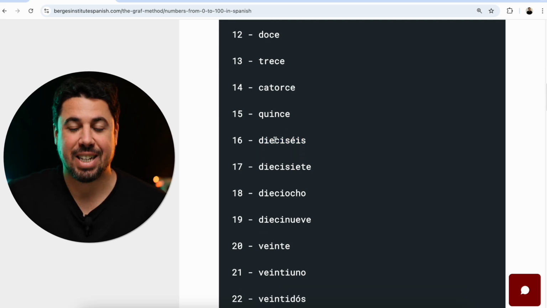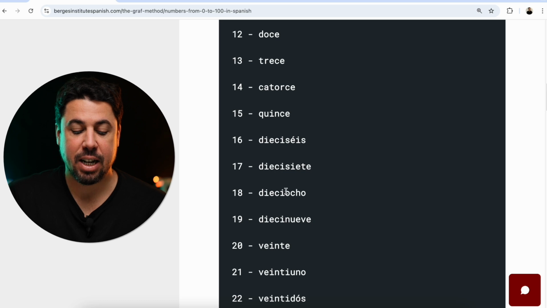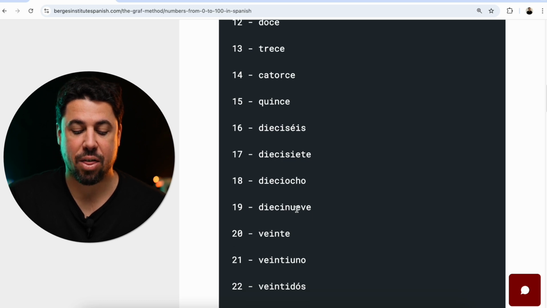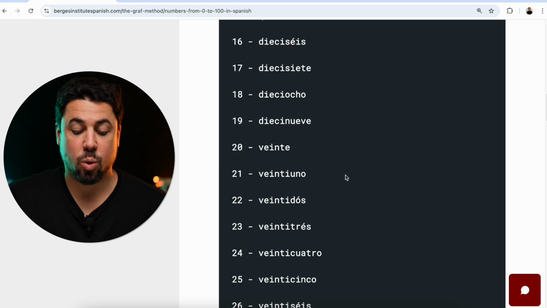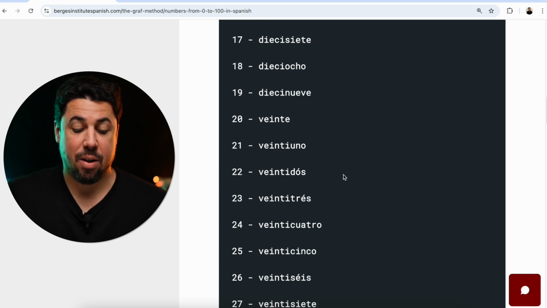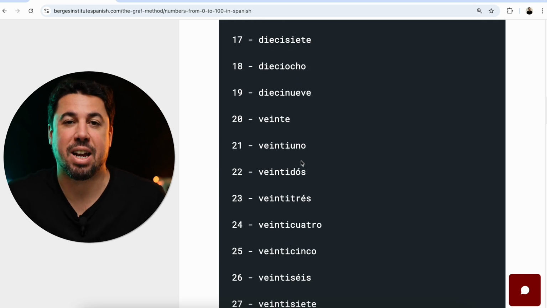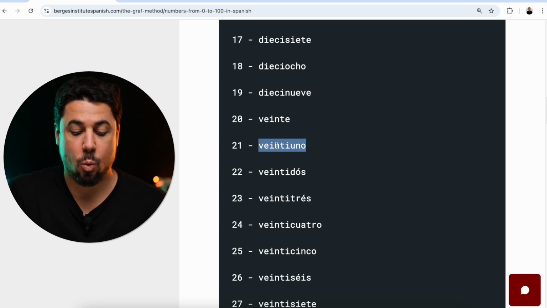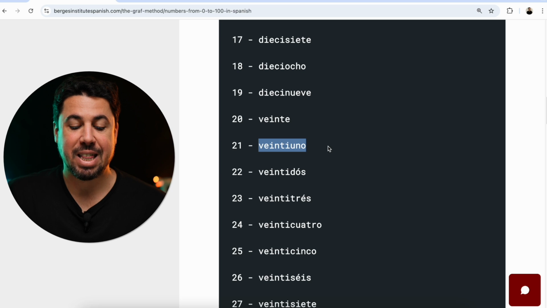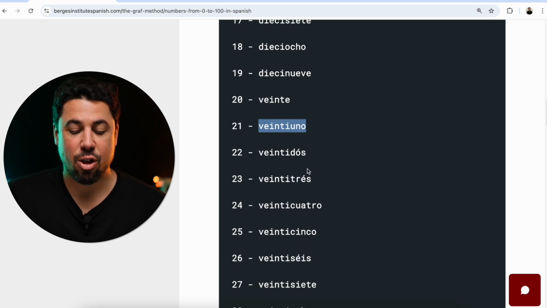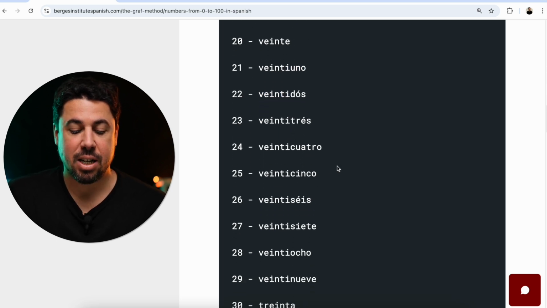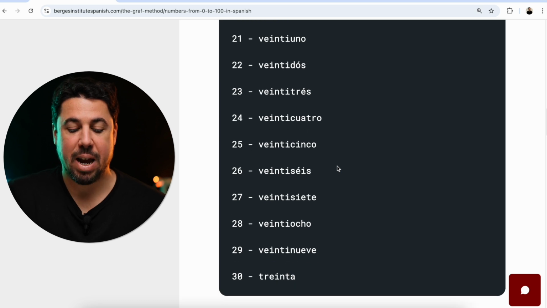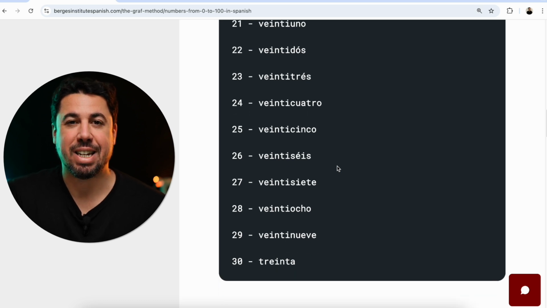So 16, 17, 18, 19. After that, 20 is 20. And then for the 20s, same thing. We are saying 20 and 1, 20 and 2, 20 and 3, but we are spelling it as one word. So 21, 22, 23, 24, 25, 26, 27, 28, 29.